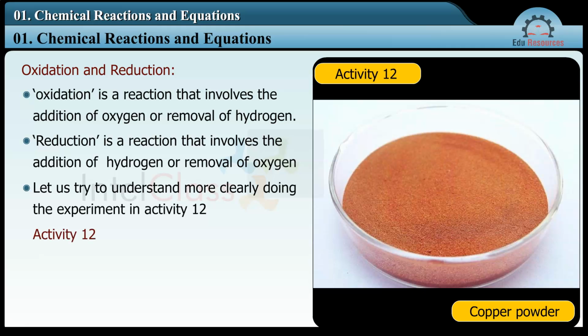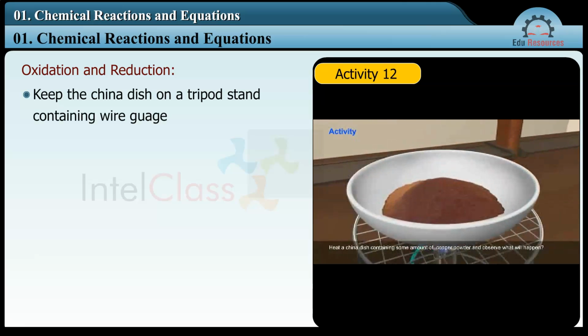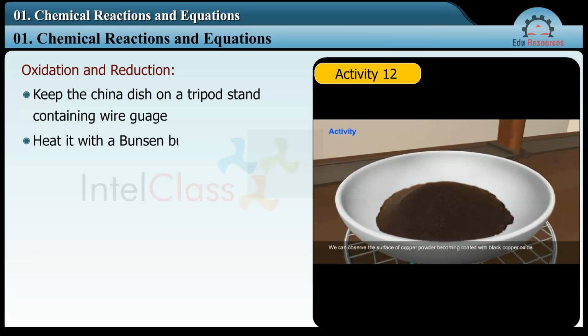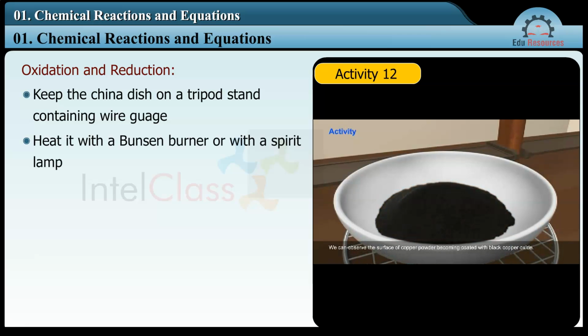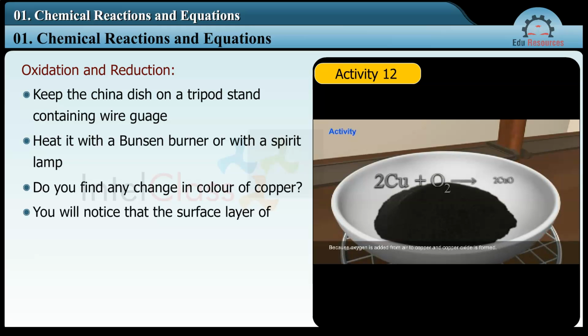Activity 12. Take about 1 gram of copper powder in a china dish. Keep the china dish on a tripod stand containing wire gauze. Heat it with a Bunsen burner or with a spirit lamp. Do you find any change in the color of copper? You will notice that the surface layer of copper becomes black.